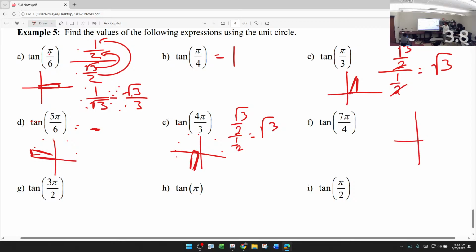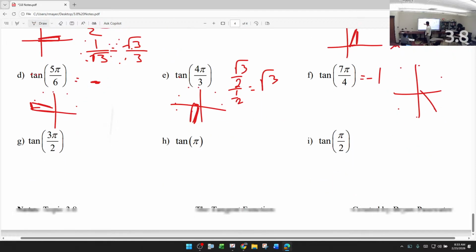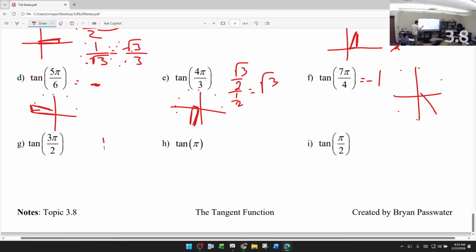7 pi over 4: 1 fourth, 2, 3, 4, 5, 6, 7 fourths. Tangent's negative. Negative 1. 3 pi over 2: 1, 2, 3. Sine is negative 1, cosine is 0, so undefined. We just got to know these.